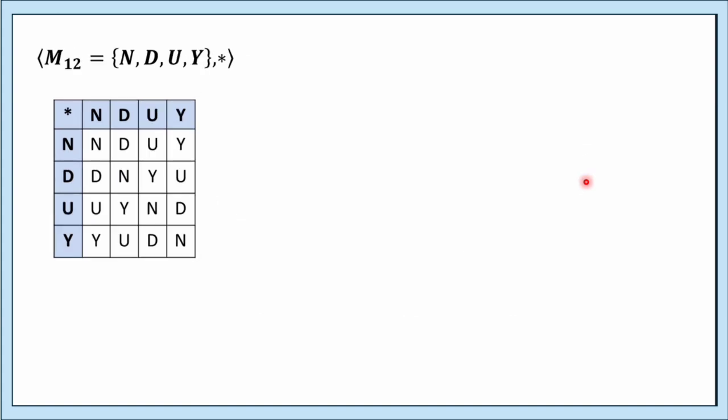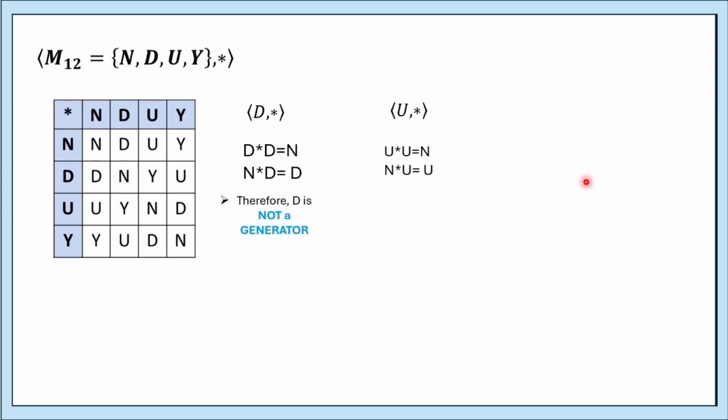So for M sub 12, we have the set of N, D, U, and Y under the binary operation star. So for D, we have D star D is equal to N, and N star D is equal to D. Therefore, D is not a generator since it failed to generate all the elements of the set. Same with U, since U star U is equal to N, and N star U is equal to U. Therefore, it is not a generator.